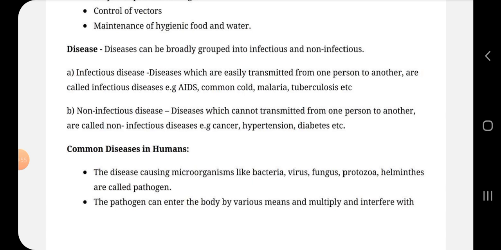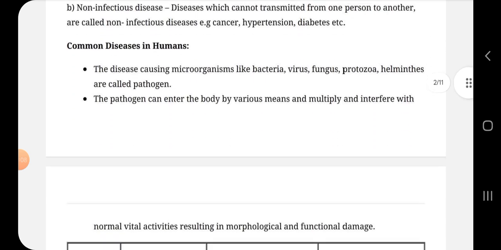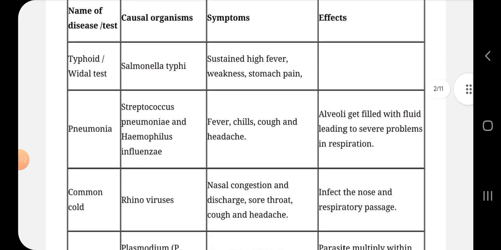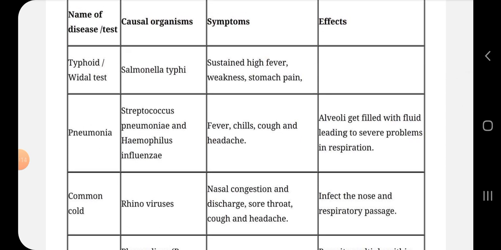Common diseases in humans. The disease-causing microorganisms like bacteria, virus, fungus, protozoa, helminths are called pathogens, and they can enter the body by various means, multiply and interfere with normal vital activities. Then typhoid is tested by the Widal test and it is caused by Salmonella typhi. Its symptoms are sustained high fever, weakness and stomach pain.